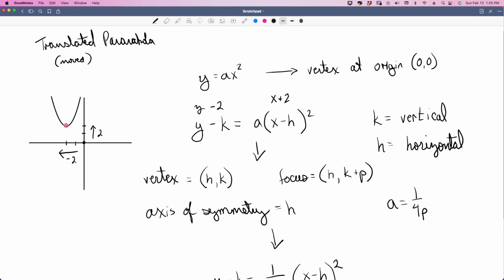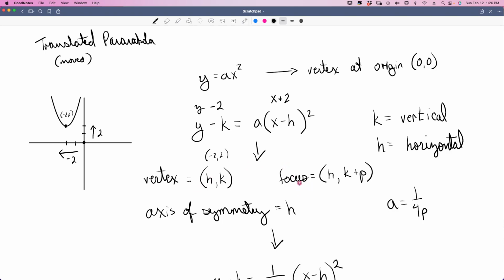Well, the new vertex is now at negative 2, 2. So our vertex here is the h value and the k value of the translation. So you can see the vertex written within the formula for the translated parabola, right? So your vertex comes straight from that. So we would have positive 2 for k, which is here, and negative 2 for h, which would be here, right? So negative 2, 2. So you can see how that works.